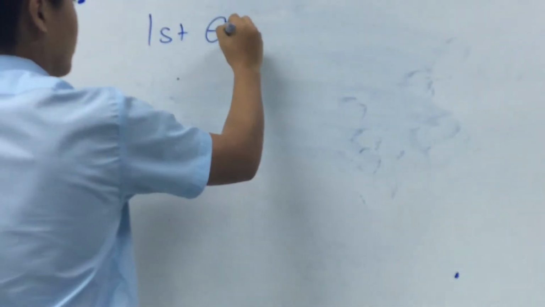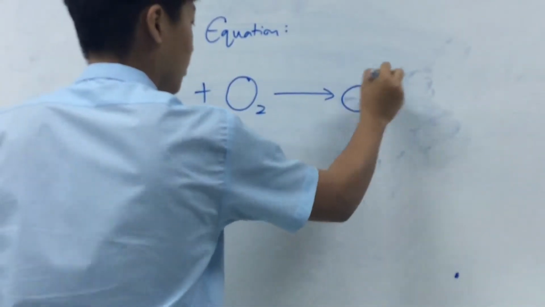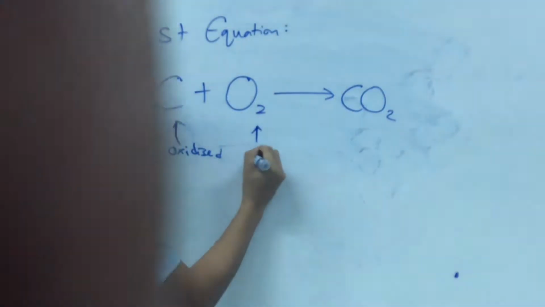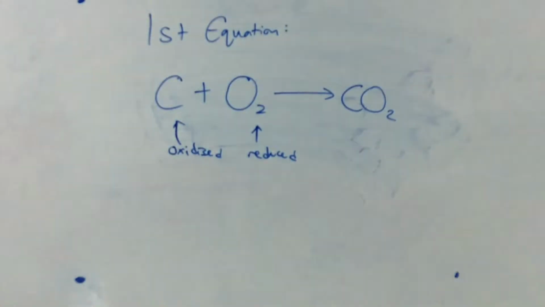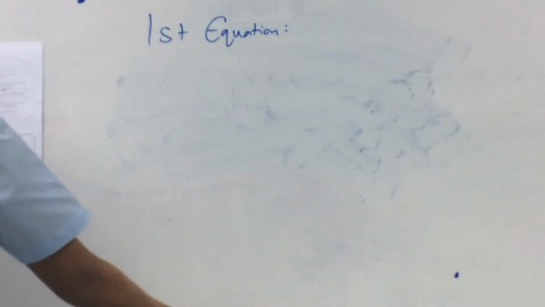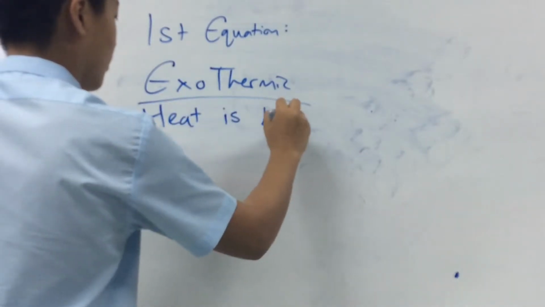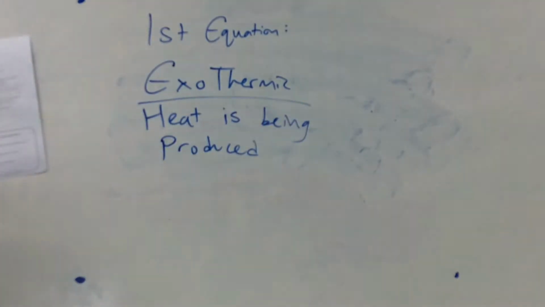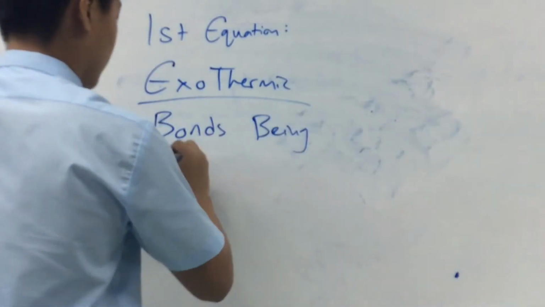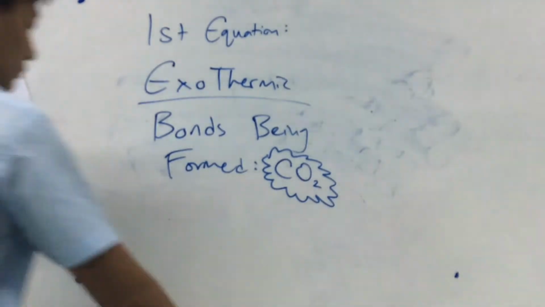The first equation required for the extraction of iron from iron ore consists of carbon and oxygen forming carbon dioxide. The carbon is oxidized as it is gaining oxygen, and the oxygen is reduced, meaning it has lost oxygen. It has lost itself to the carbon. This is an exothermic equation, meaning heat is being produced, and also meaning bonds are being formed. The carbon and oxygen are forming bonds between each other to make carbon dioxide.